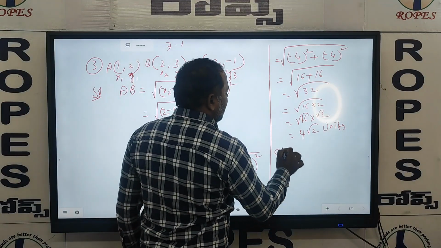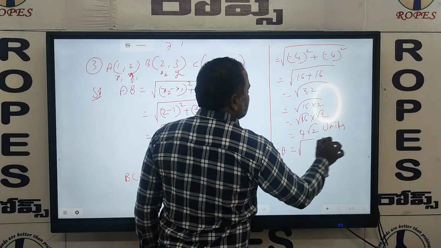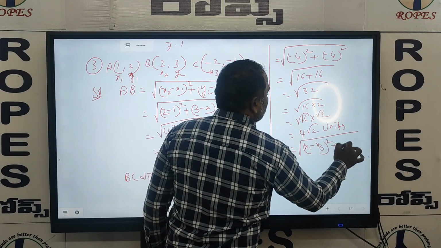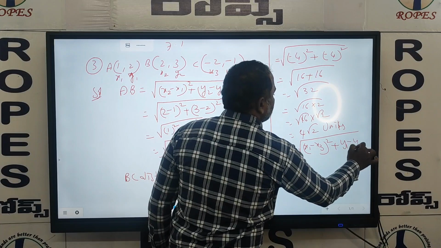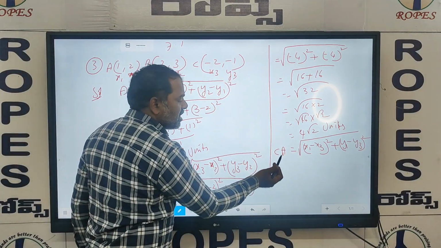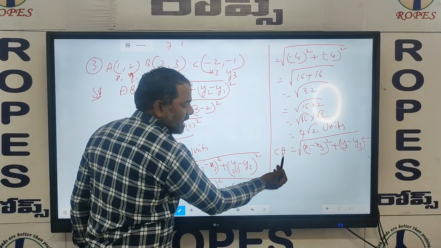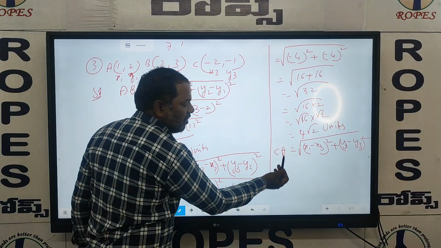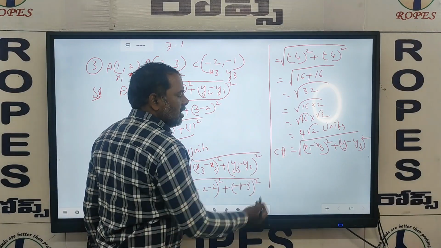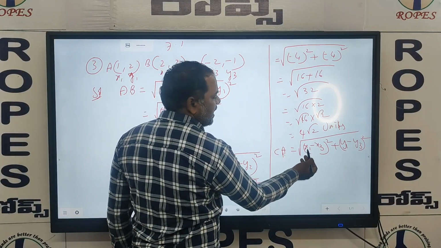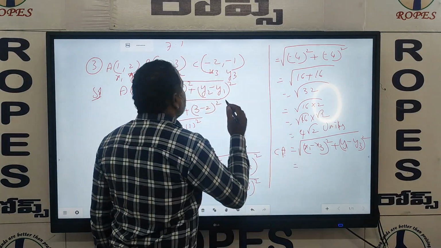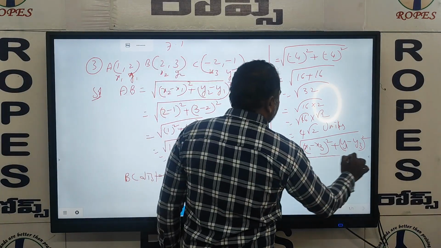And CA distance is nothing but (x1 minus x3) whole square plus (y1 minus y3) whole square. In finding the distance, the second point's coordinates are subtracted from the first point's coordinates. So here, second is A, that's why we are taking x1, y1 first. See here, first of all, A.